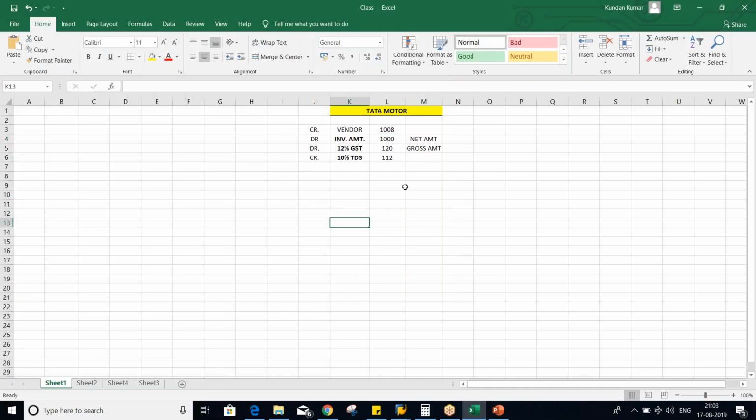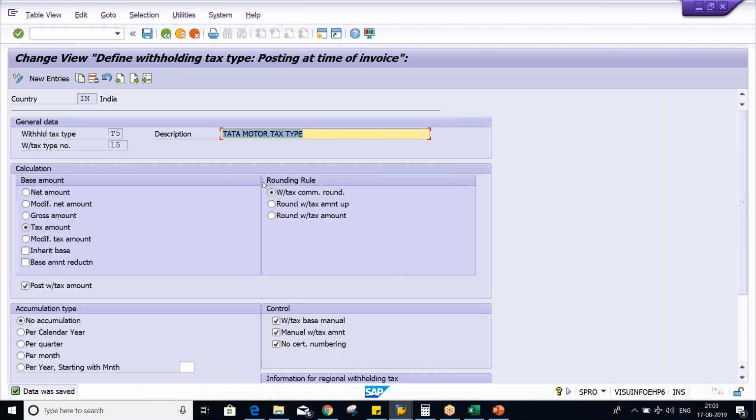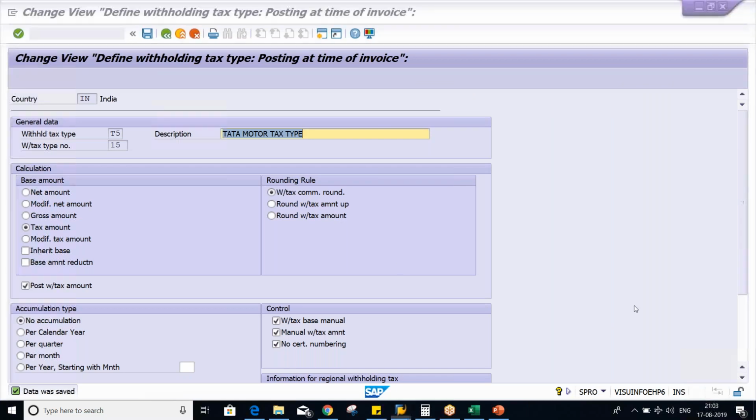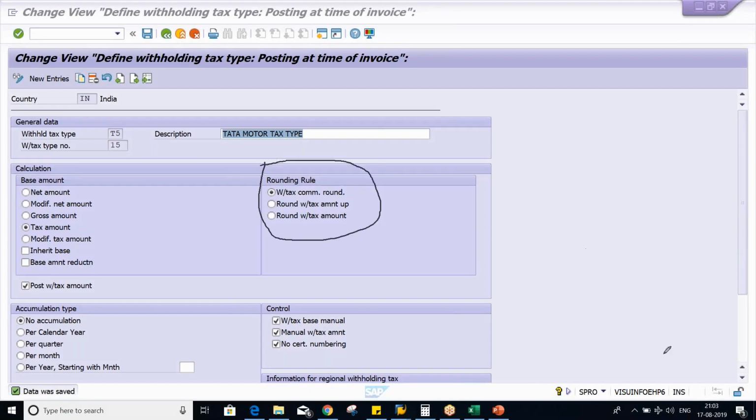I'll tell you guys now. Let's suppose, look at your rounding rule. We are having here the rounding rule. What is this rounding rule, guys? This rounding rule means, this is the rounding rule, right?